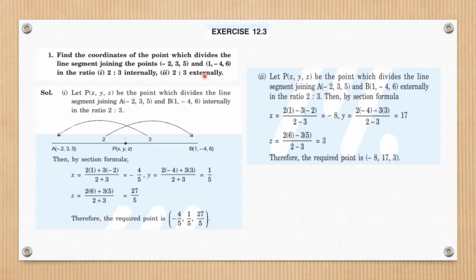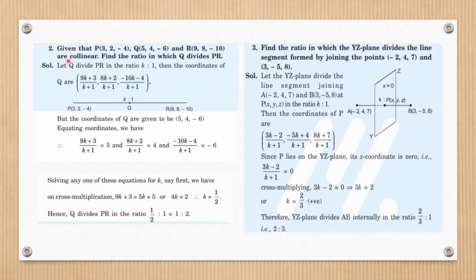And for external division, what will I take? I'll take the formula sign here as minus. Both the signs are taken to be minus, and I'll get the coordinates as minus 8, 17 and 3.